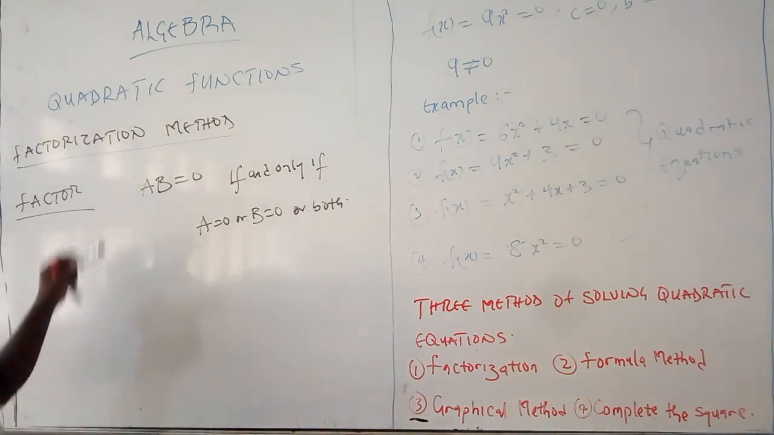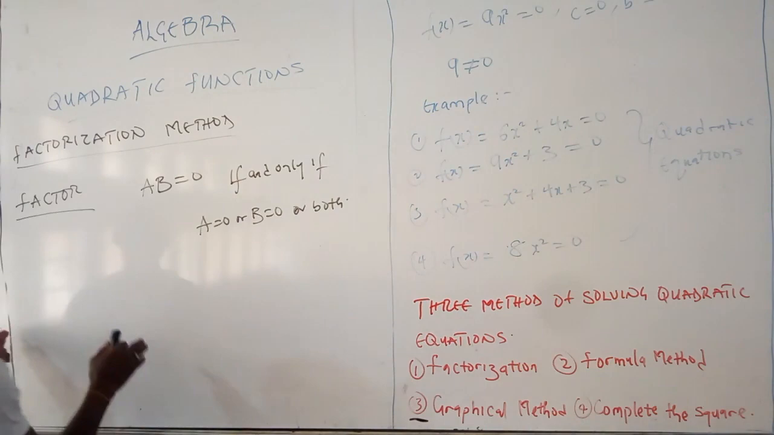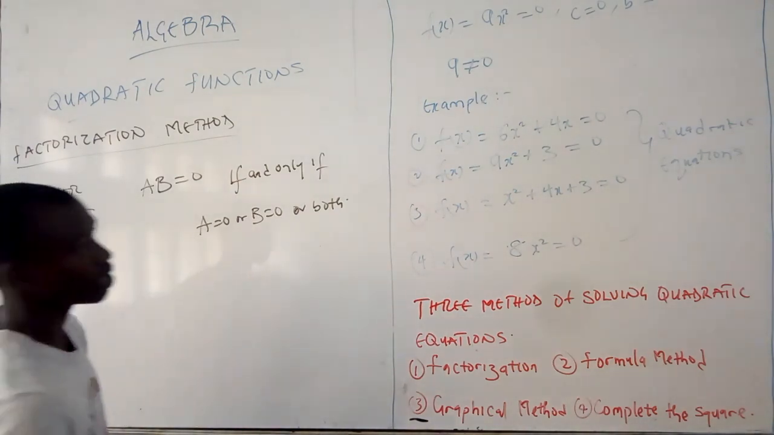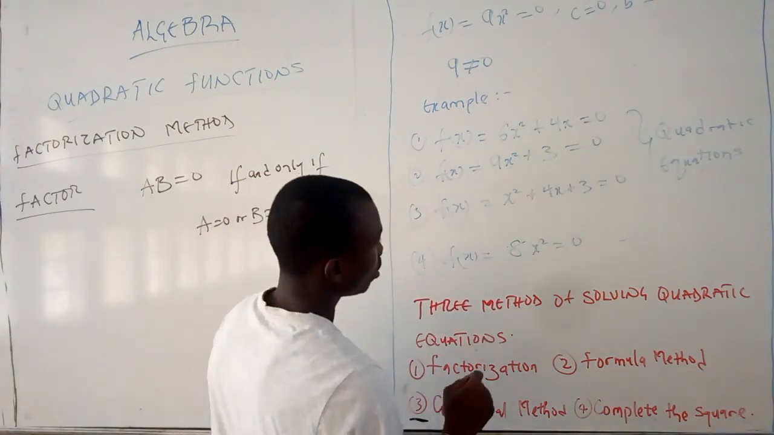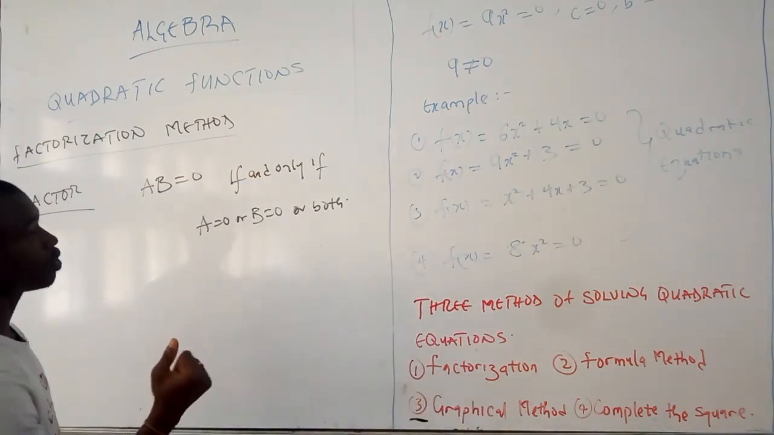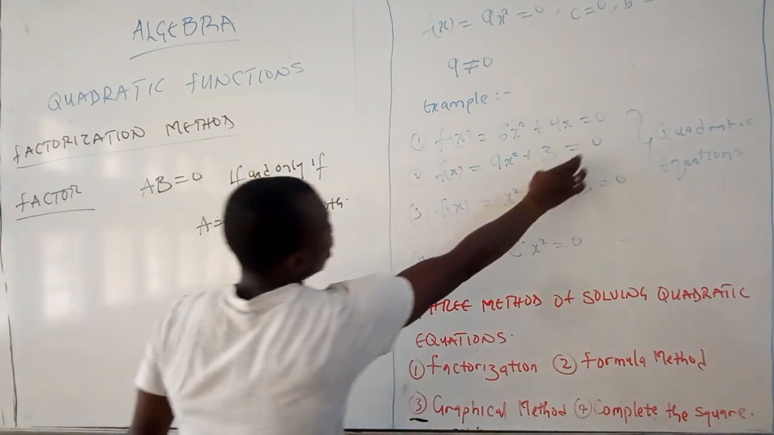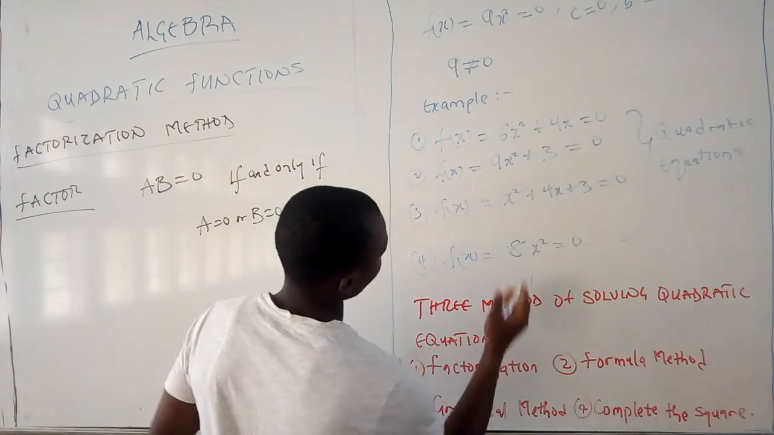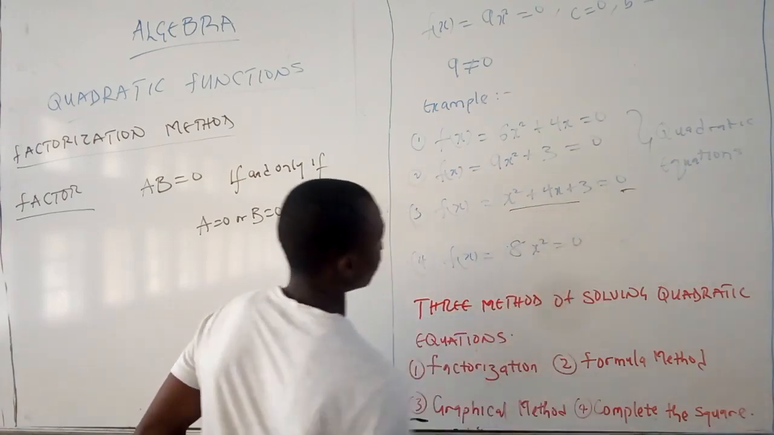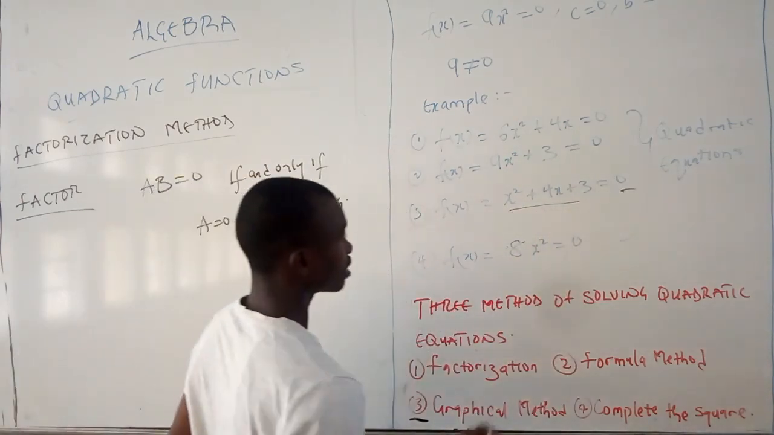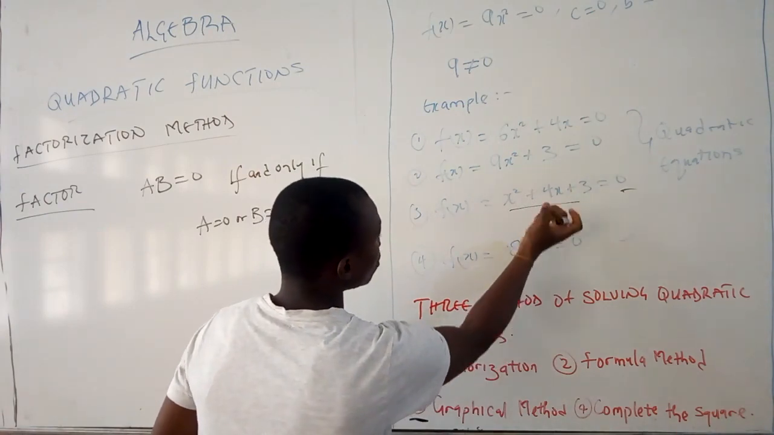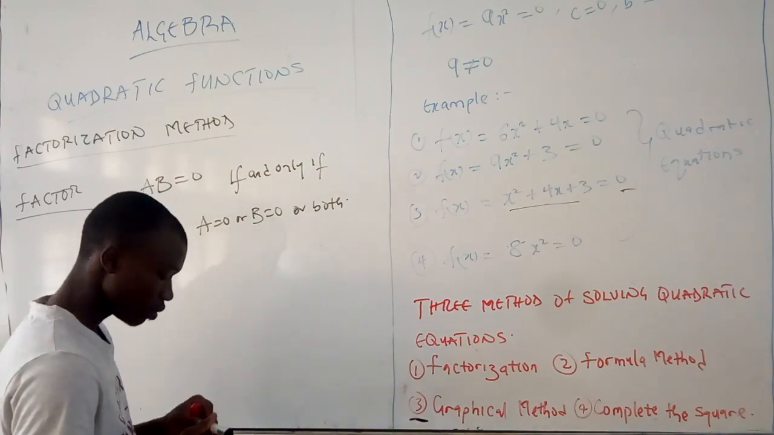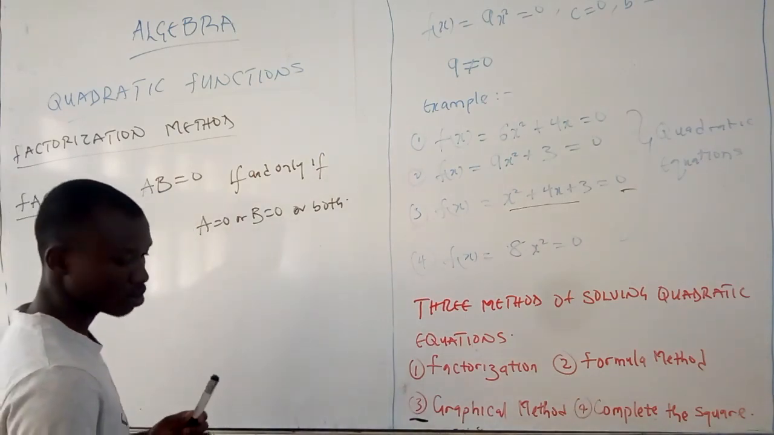So that's what factorization is all about. You should be able to factor out two factors whereby when you multiply them, you end up attaining 0, which means the right hand side must be equal to the left hand side. So you have two factors whereby if you multiply them, you have 0. That means either of them is equal to 0.